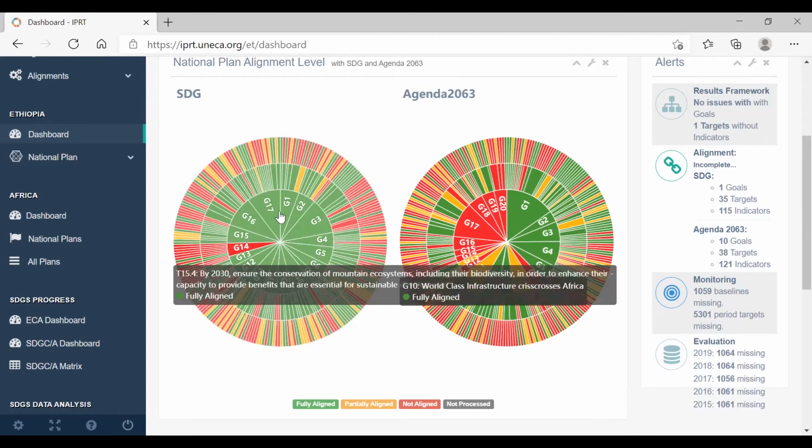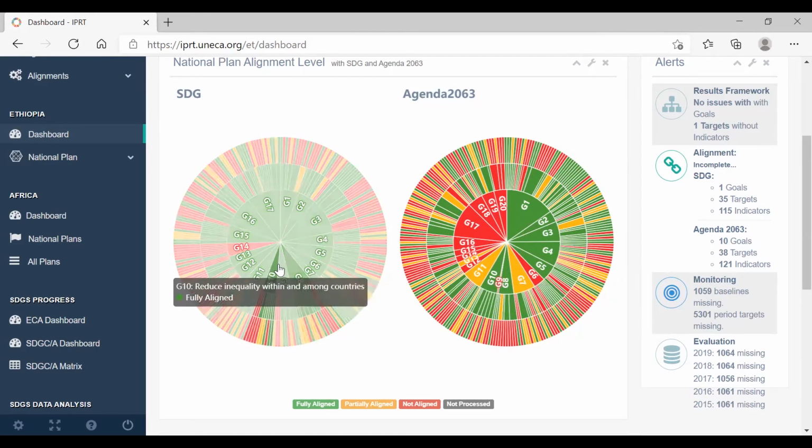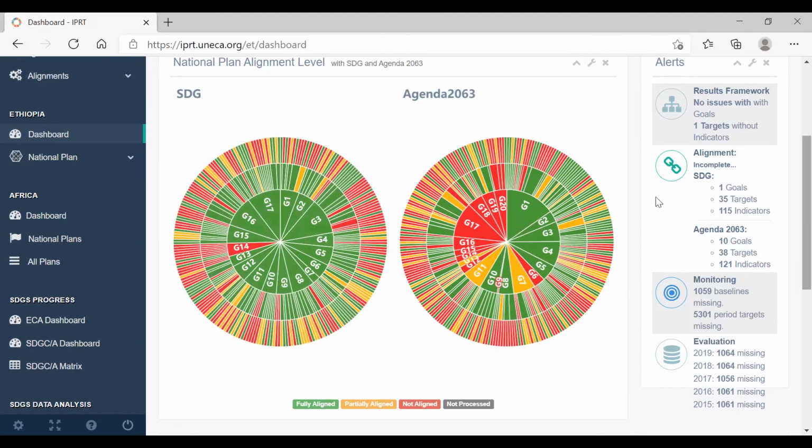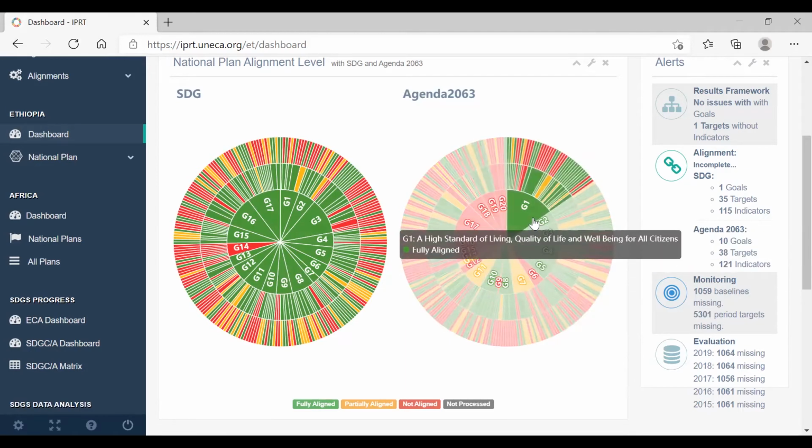And that is for goal. I think for Ethiopia, goal level alignment seems to be very strong for SDGs. And for Agenda 2063, you see that there are more red than green, even at goal level.